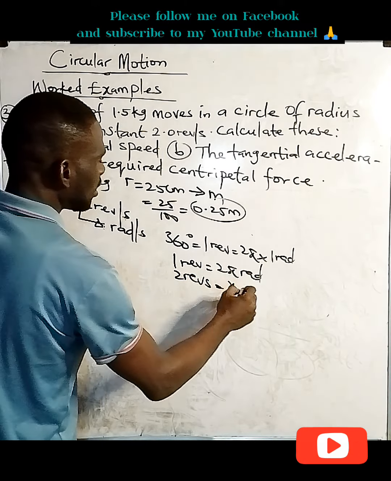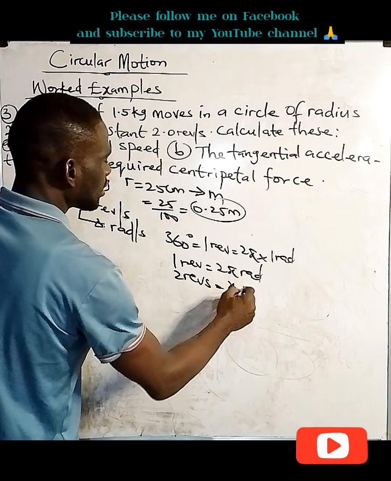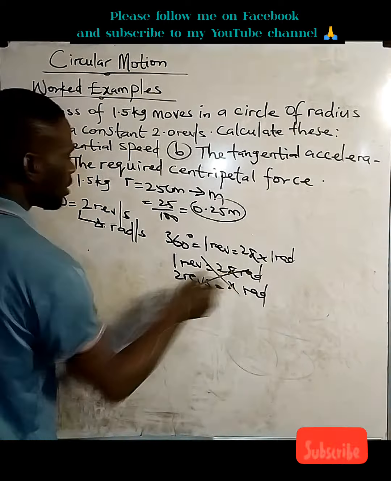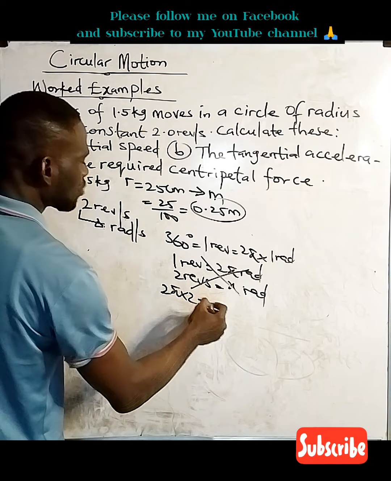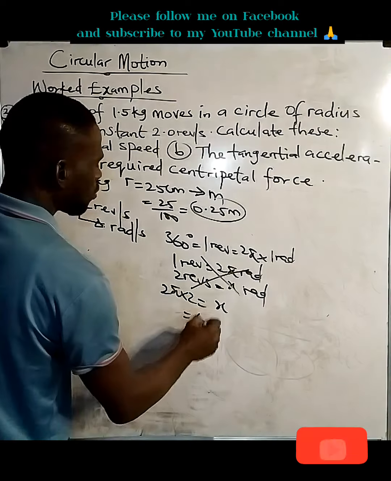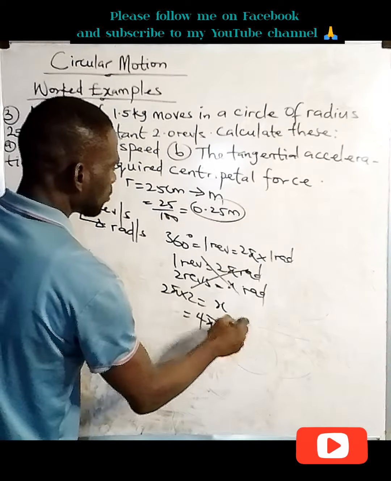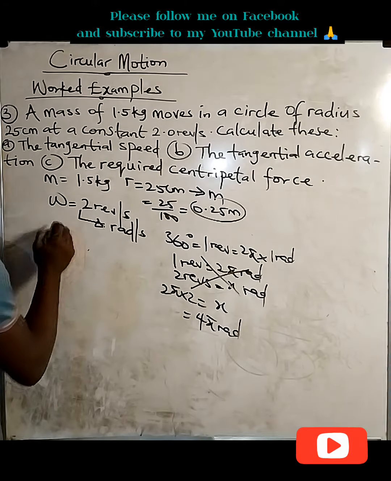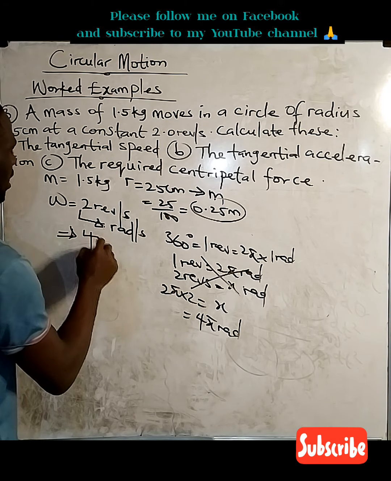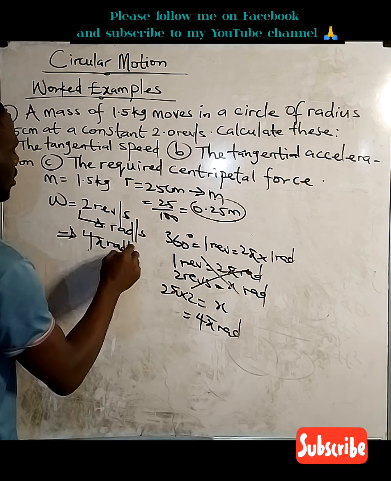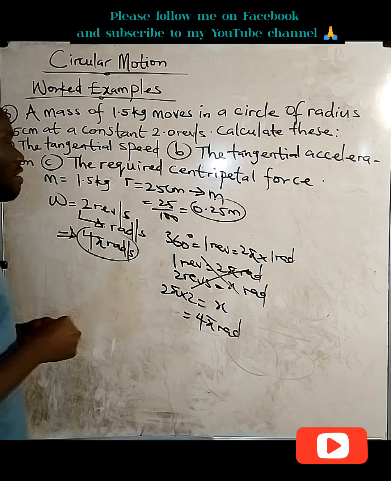revolutions will be how many? That is x rad, so we cross multiply. That's 2 pi times 2, x times 1 is x. So what do we have? We have 4 pi rad. That's what we have. So now we've converted this already. So 2 revolution per second is equal to 4 pi rad per second. So we have everything set out already.